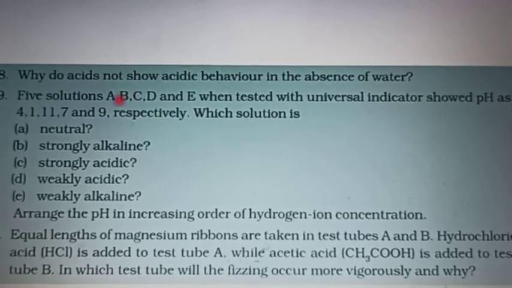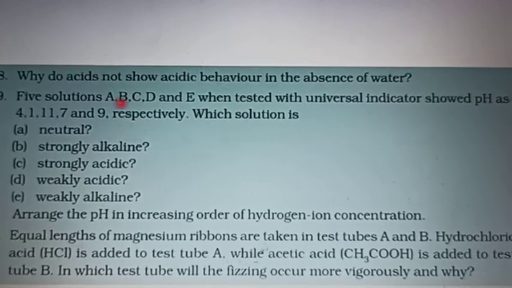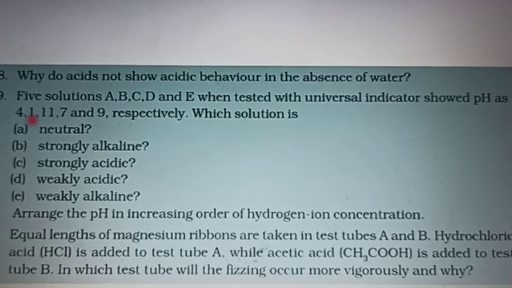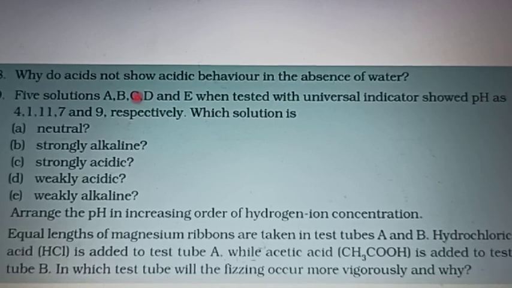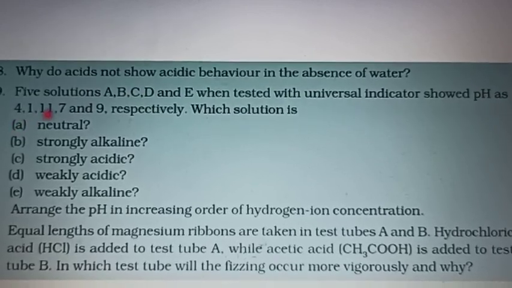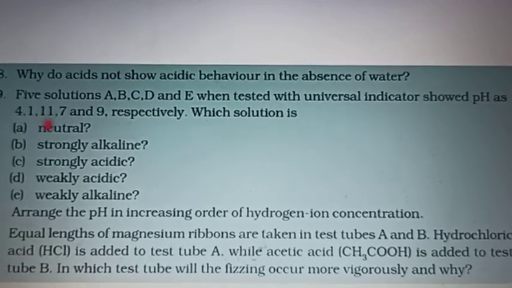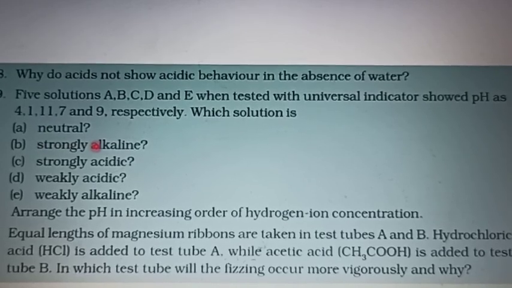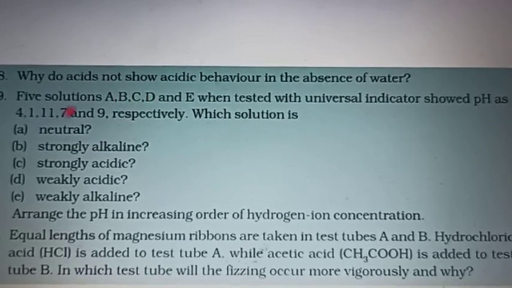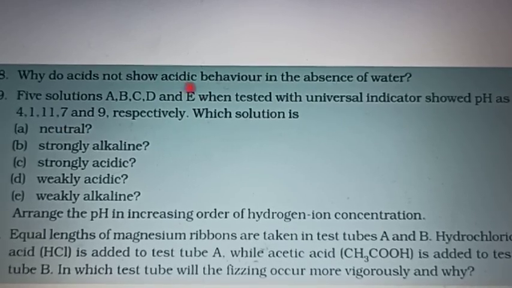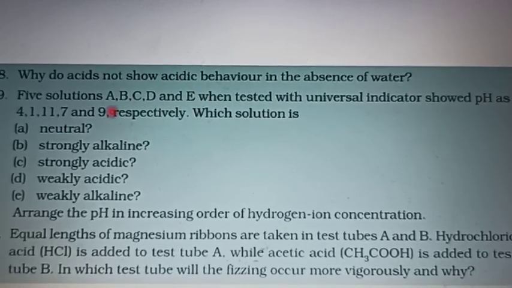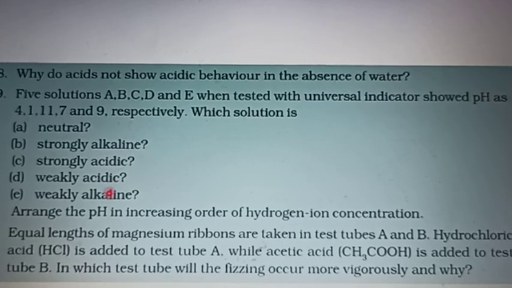Then B1 means strongly acidic, C option. C11 means strongly alkaline, B option. D7 means neutral, A option. E9 weakly alkaline, E option.